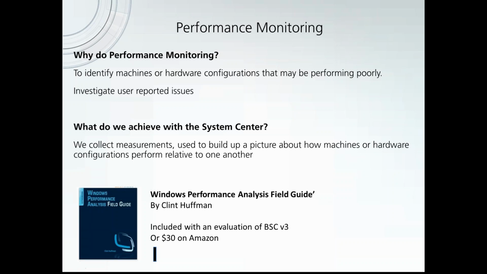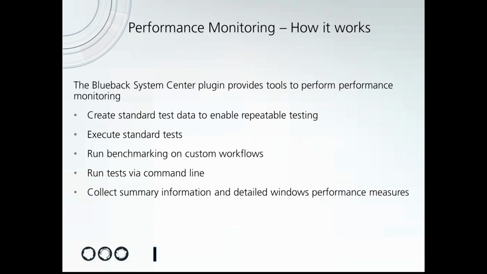As an accompaniment to this kind of work, we recommend the following textbook, which is called Windows Performance Analysis Field Guide, which has a lot of detailed information about the different performance metrics that we collect and we use a lot in the System Center. So if you plan to do an evaluation of the System Center, we can issue a copy of this book, or it's about $30 on Amazon as well.